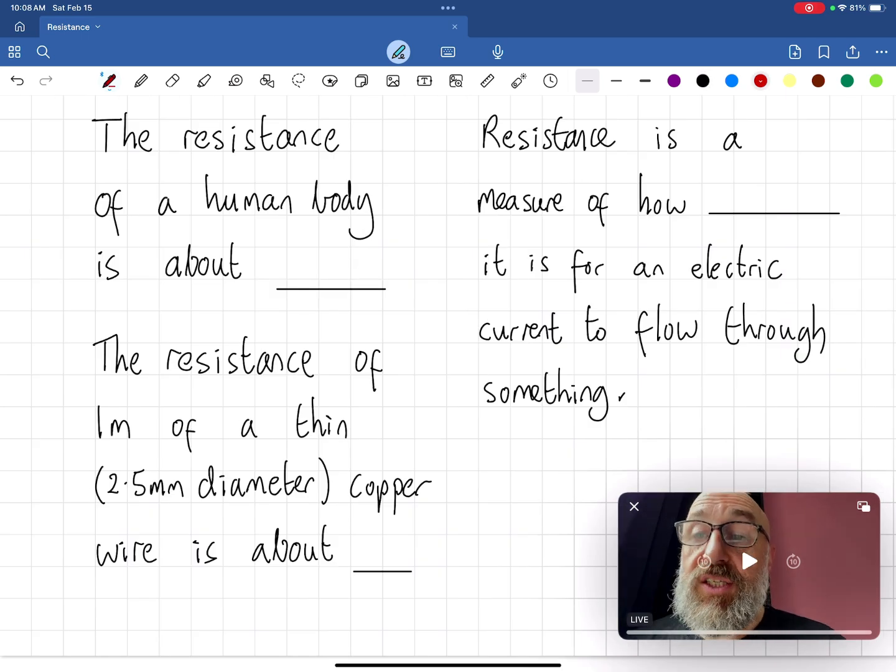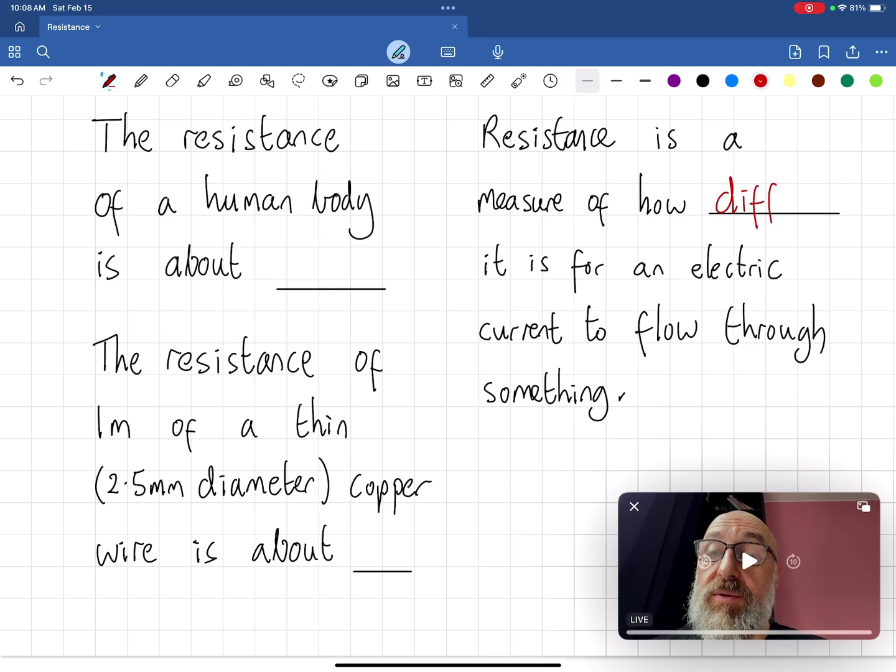So what is resistance? Well, resistance, roughly speaking, is a measure of how difficult it is for an electric current to flow through something. In other words, if we apply a potential difference across something, a difference in voltage, how much current flows? Some things have a high resistance, which means not much current flows. Some things have a low resistance, which means it's easier for the current to flow.